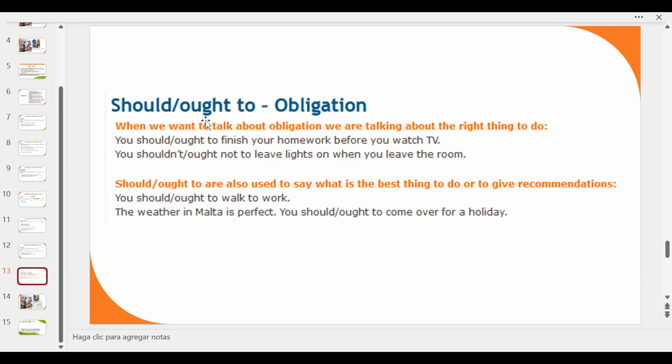The thing is that we can't use ought on a negative sentence like in contraction. Probably that's the reason why. Notice here the ought in the negative form. We have to add the not. So probably that is the reason why, but should is more common.